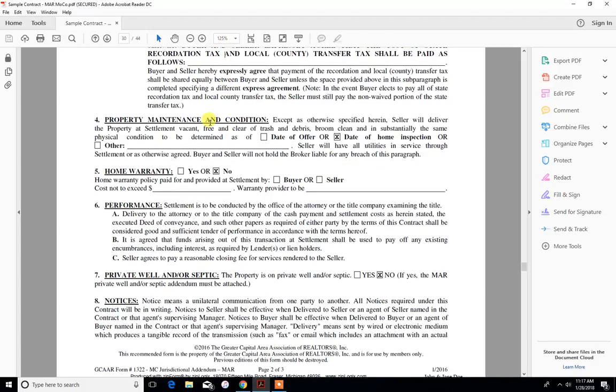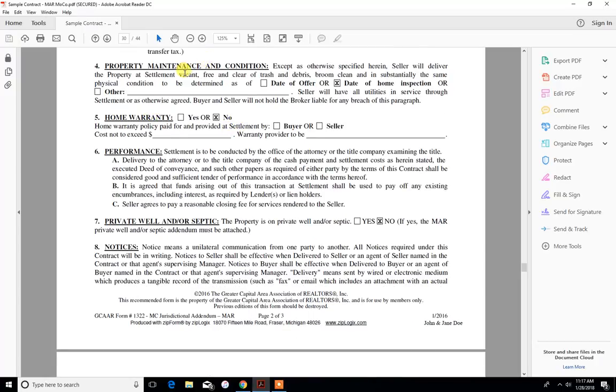Property maintenance and condition. We want to make sure that when we get the home at settlement, it looks the same as it did at the home inspection. Why do we do this? Because at the date of offer, there's nothing in writing to say what the home looked like. But as of the home inspection, we have in writing what the home looked like at that time. Home warranty, if the buyer wants to ask for that, we would put it here.